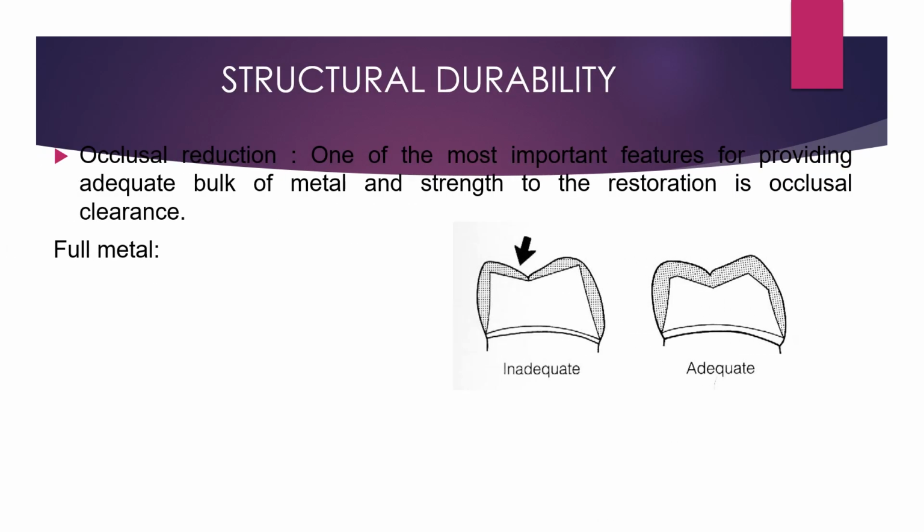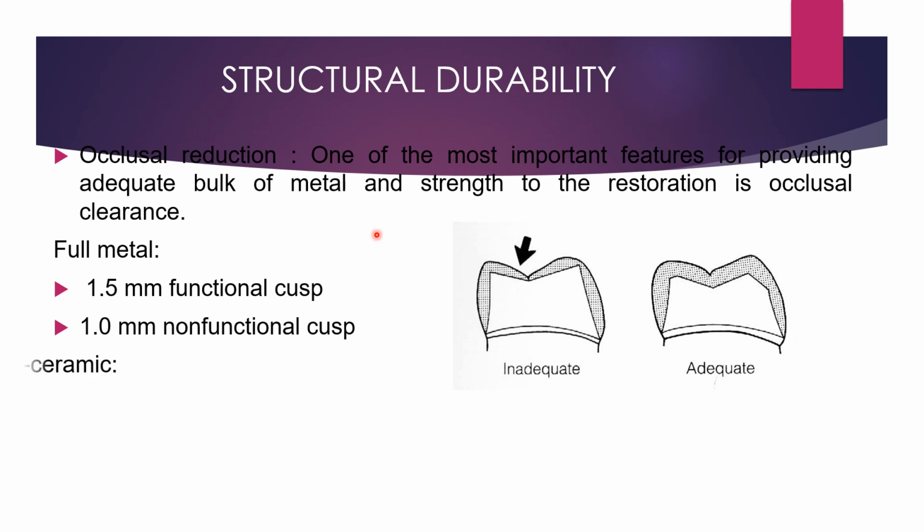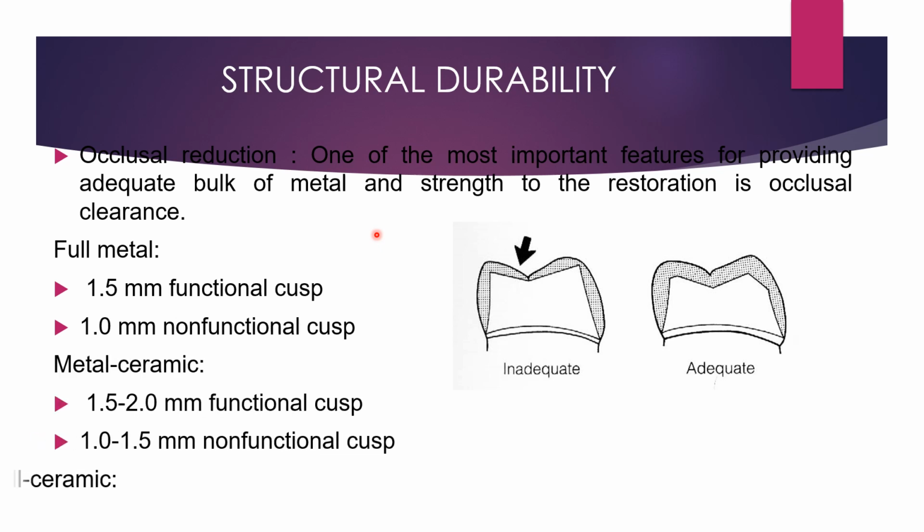Okay. So coming to the occlusal reduction, one of the most important features of providing adequate bulk of material and strength to the restoration is occlusal clearance. So you have to have occlusal clearance. There are different clearances for different materials, right? So basically 2 mm in short. Yeah, 1.5 and 2 mm here, right? Adequate and inadequate, guys.